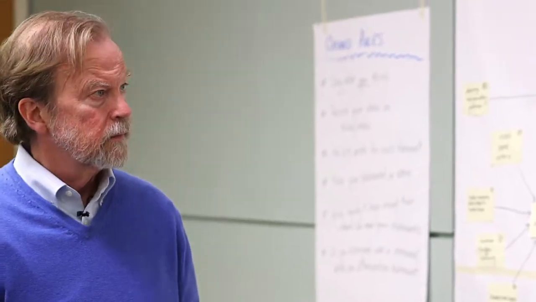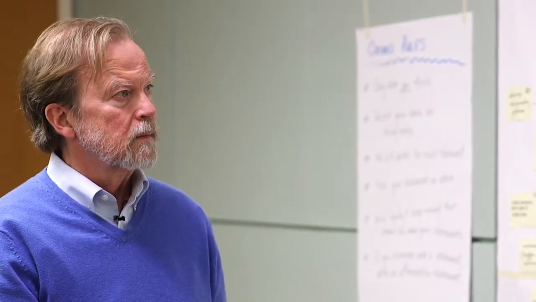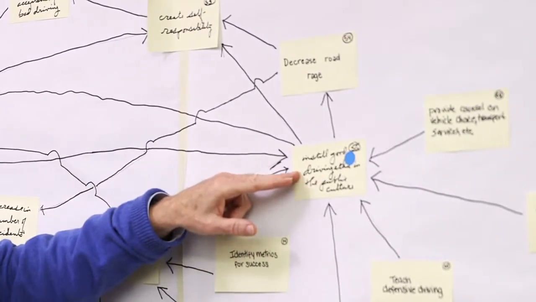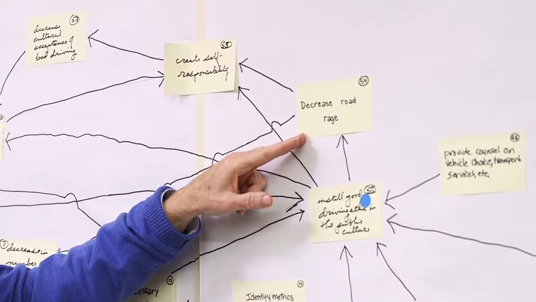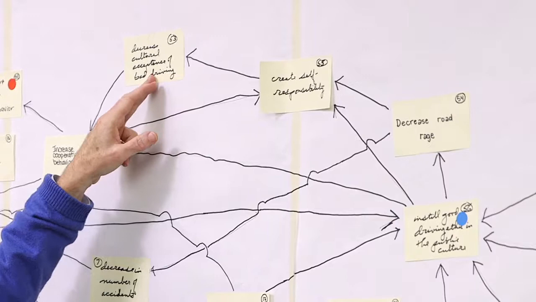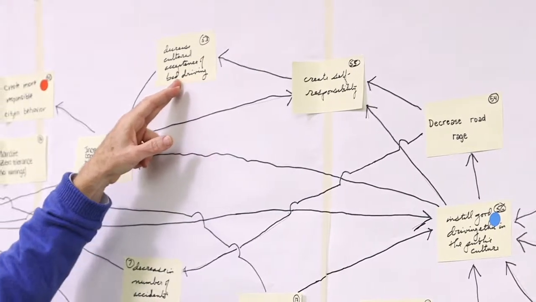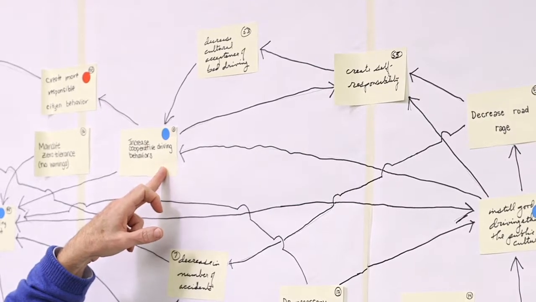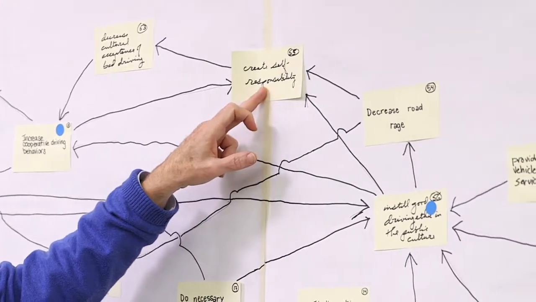Does anybody see any other loops here that we might call out? Yeah, I think so. Look at 56, instill good driving ethic in the public culture. That seems to lead to 54, decrease road rage, which goes to 55, create more self-responsibility, and that in turn goes to 53, decrease cultural acceptance of bad driving, and then to 8, increase cooperative driving behavior, and then back to 55, create more self-responsibility.